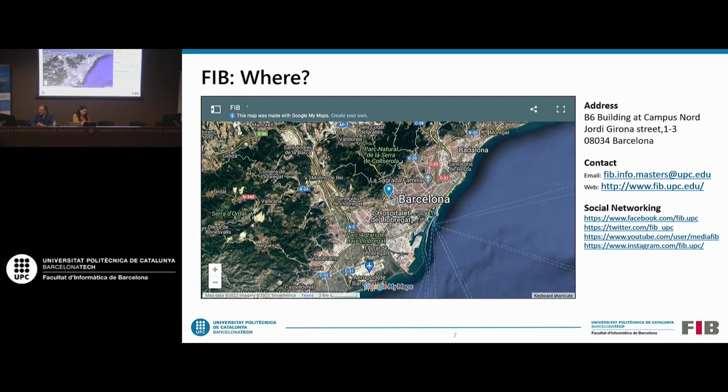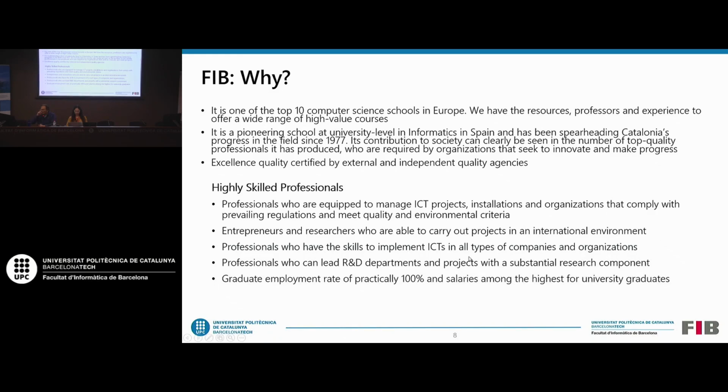The faculty sits in one of the ends of the city. Basically, it's easy to reach the city center. A metro station is close to the campus, and in 20 minutes you can be in the city center. Here, anyhow, you have the overall information about the faculty, especially our social networks, and also our website and our contact information in case you are interested. Our faculty is nowadays being considered one of the top computer science schools in Europe. It's because we've been pioneering in computer science since 1977, and our professionals are highly appreciated.